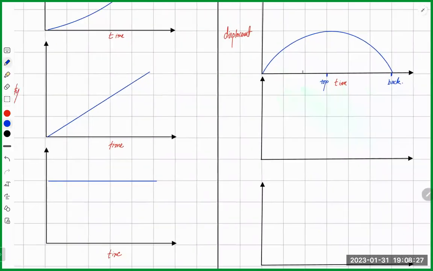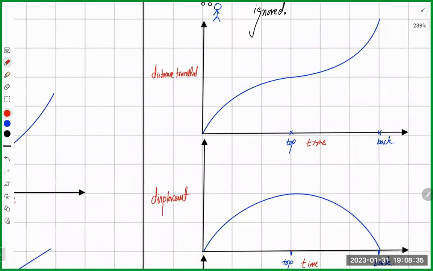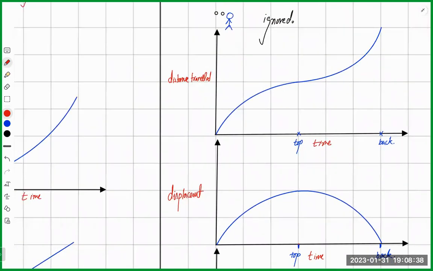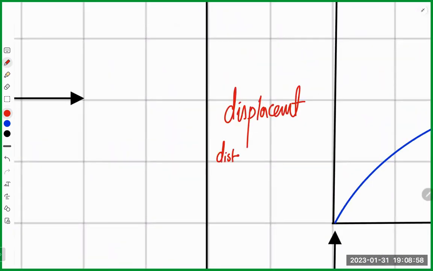Sir, can you explain that again? Okay. Listen. What is the difference between distance and displacement? Distance means how much distance an object travels when it is moving. And displacement means the distance of an object from a fixed point. Displacement means distance from the point of throw.